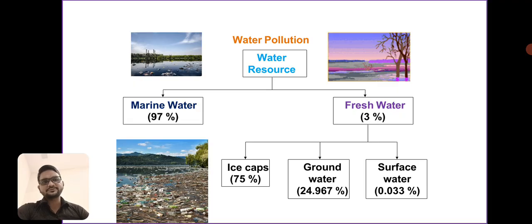Water resources are marine water at 97% and fresh water at approximately 3%. Now in fresh water, ice caps are 75%, groundwater is 24.967%, and surface water is 0.033%.